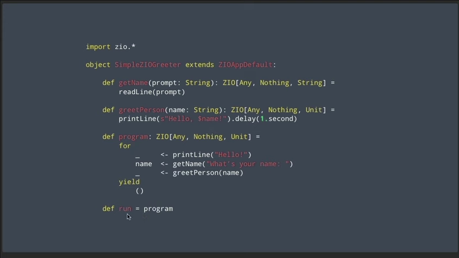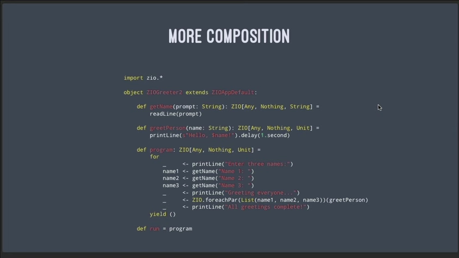And then in this example, I just say that run is equal to program. And remember again, the ZIO types are maybe one of the harder things to read. And we can simplify all of these. I just didn't bother to do that here, so I can show you more and more composition.